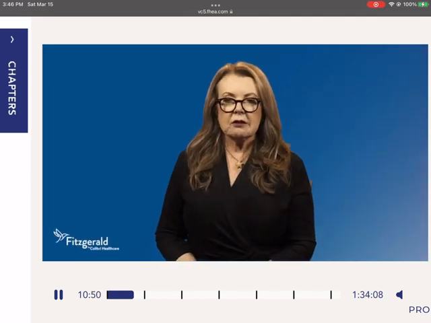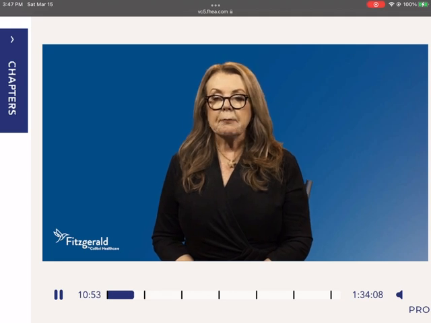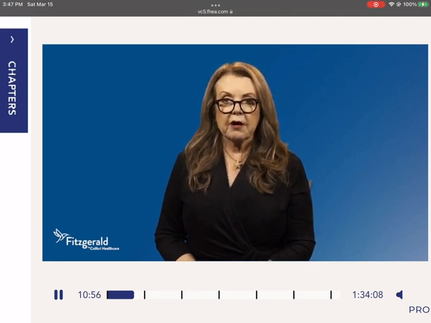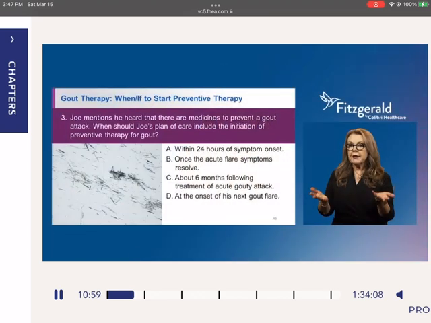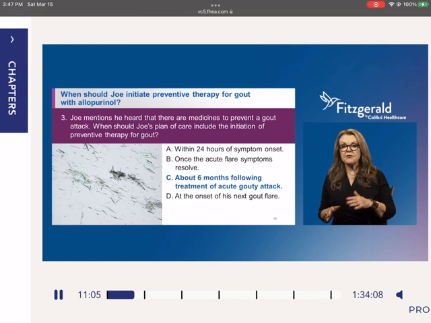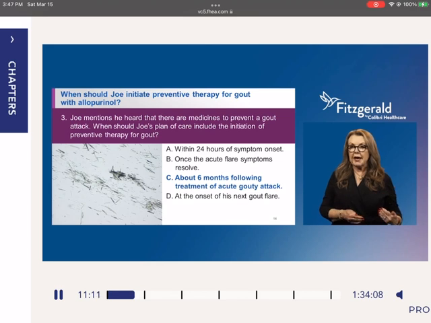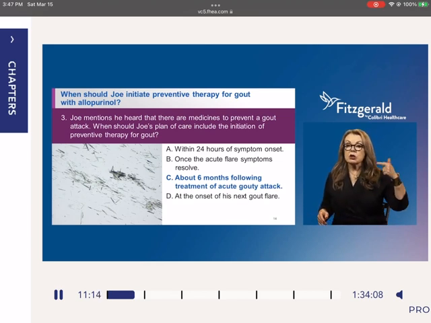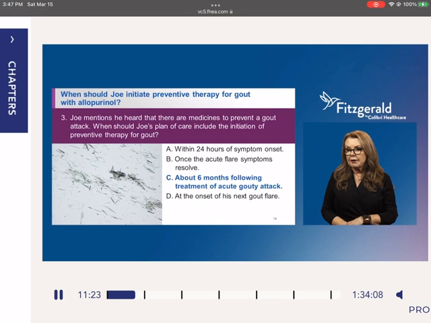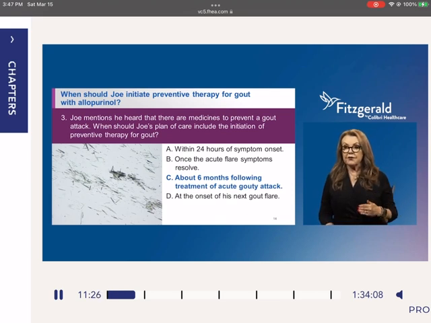You might look at this and say, oh, that's kind of a complicated question, but this would be anticipated to be part of your walking around information. So, when should Joe initiate preventive therapy for gout? It should be 6 months following the treatment of an acute gouty attack. Sooner, it can actually be problematic and result in more symptoms. What's generally the first line drug? It will be allopurinol. This is a drug that's been around forever, low cost, pretty well tolerated. And are there other medications available to treat gout? Oh, there are many, but generally start with allopurinol.